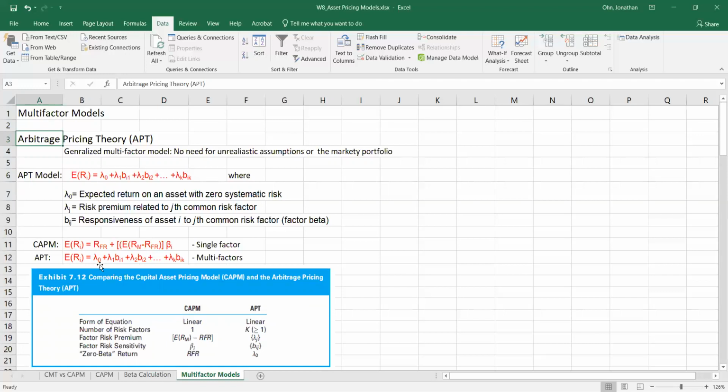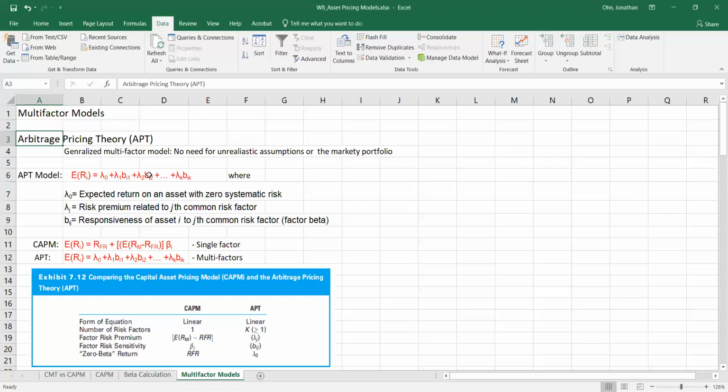Lambda 0 is comparable to the risk-free rate of return. Now, beta is comparable to this B1, and this is the market premium. This is one of the market premiums, and this one is like the first premium, the risk premium related to the common risk factor.